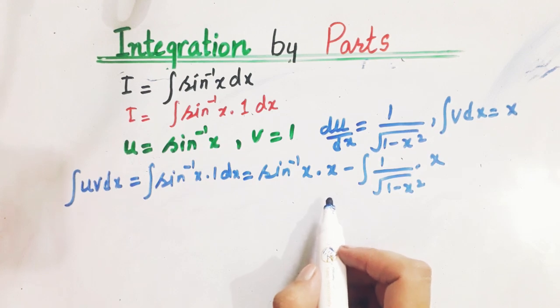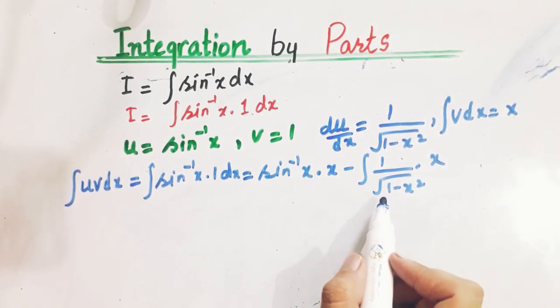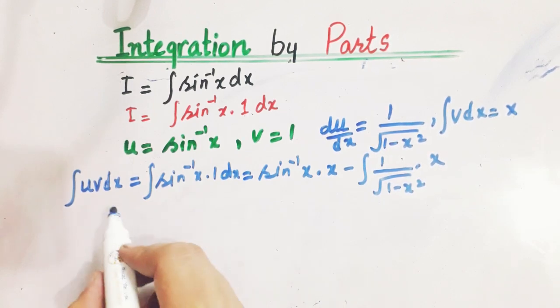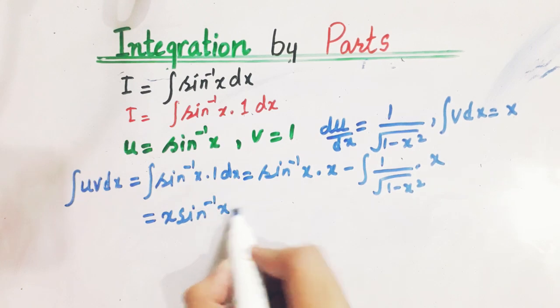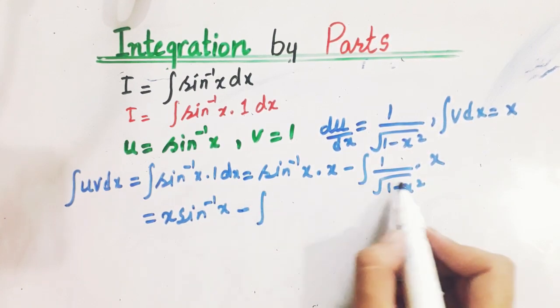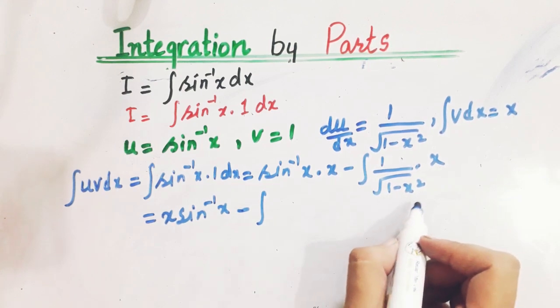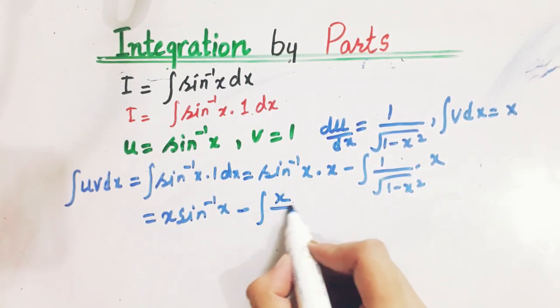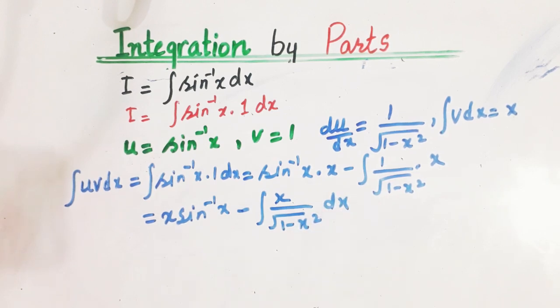So we will write the values on this as this will become x sine inverse of x and minus integral of x over square root 1 minus x square d of x. Now in this case we will integrate this function. First make the derivative of this in above.